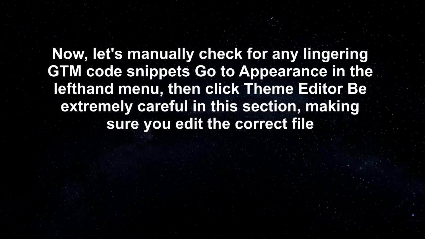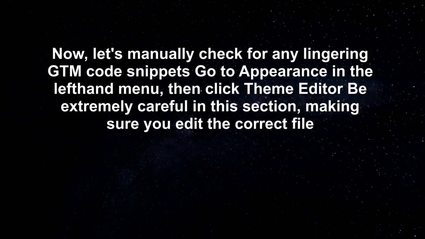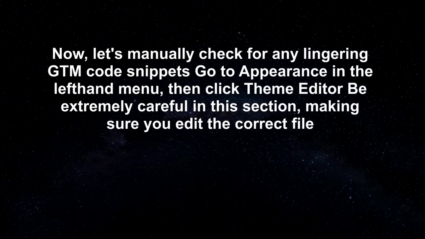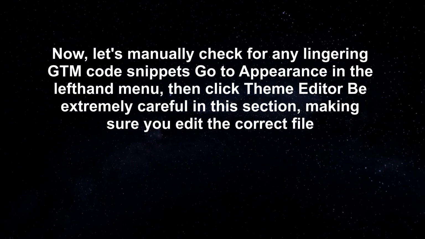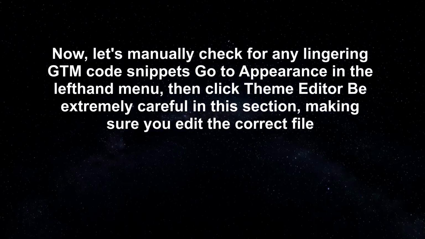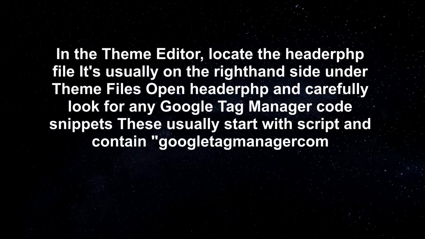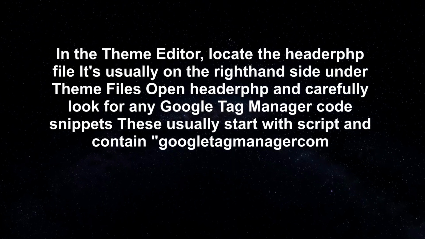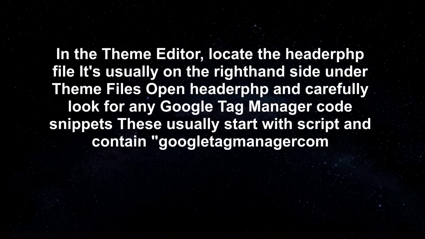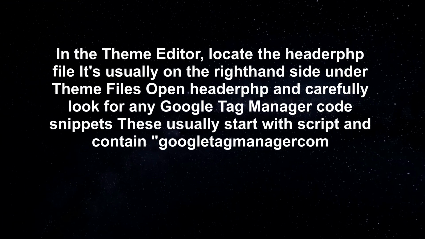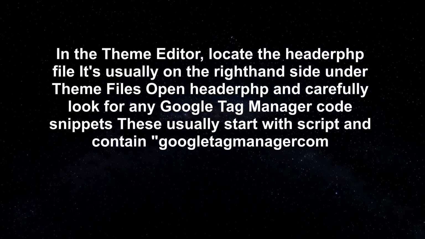Now, let's manually check for any lingering GTM code snippets. Go to Appearance in the left-hand menu, then click Theme Editor. Be extremely careful in this section, making sure you edit the correct file. In the Theme Editor, locate the header file. It's usually on the right-hand side under Theme Files. Open Header and carefully look for any Google Tag Manager code snippets.